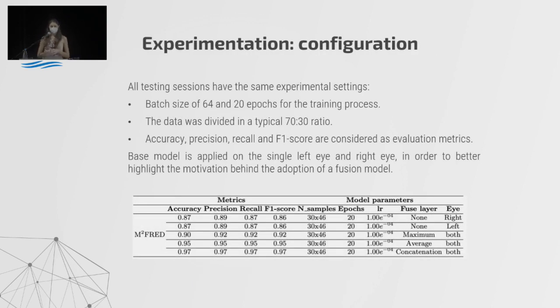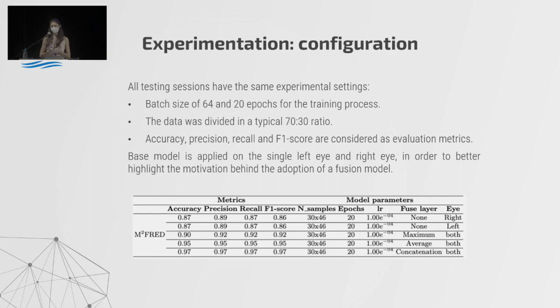Okay, all the experimentation has the same configuration, so a batch size of 64 and 20 epochs for the training process, and the data were divided into a typical 70-30 ratio. Metrics like accuracy, precision, recall, and F1 score are considered to evaluate the model. Plus, the base model is applied also on the single left and right eye in order to better highlight the motivation behind the adoption of a fusion model.